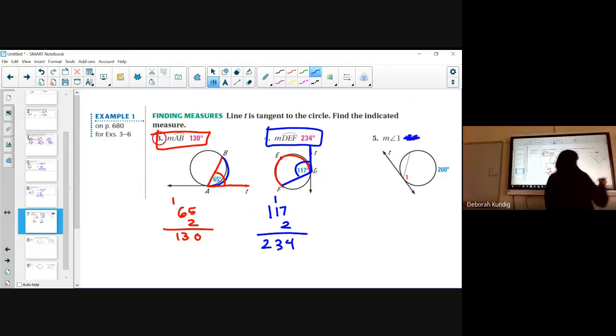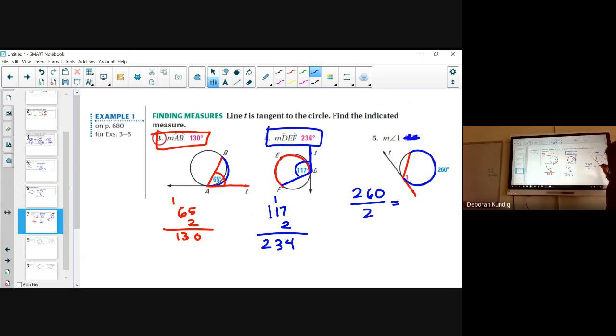If I want to find the measure of angle 1, now this is the opposite of these two. Angle 1 is this chord with this piece of the tangent, so this arc goes with that angle. Since the arc is always bigger, I'm going to take half of the arc, which gives 130 degrees for angle 1. And it is true.